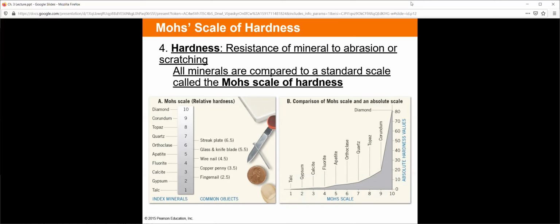We can, of course, do an absolute scale comparing hardnesses, but in a field sense, that's not as useful. You don't really want to remember all these different various numbers for how hard something is. Most hardness scales work better off the top of your head, right?